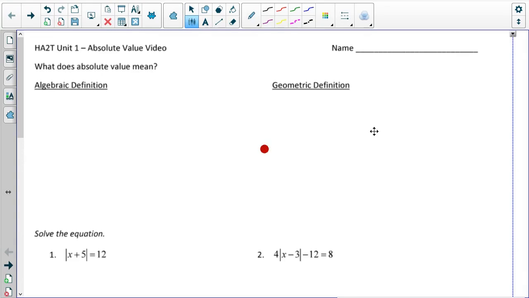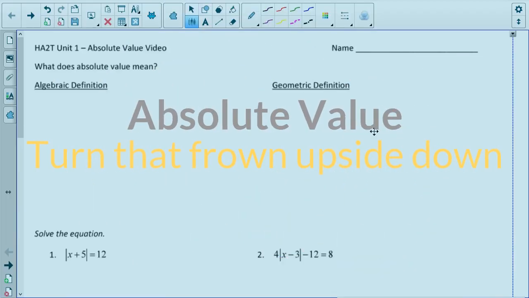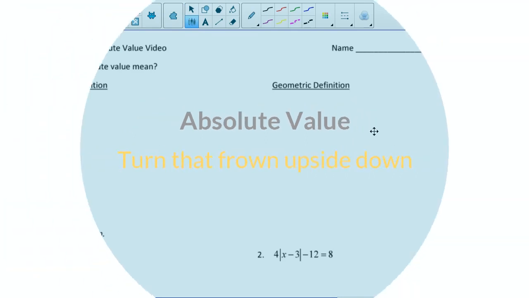The following video is on absolute value. So the first question we have to answer is, what does absolute value actually mean?